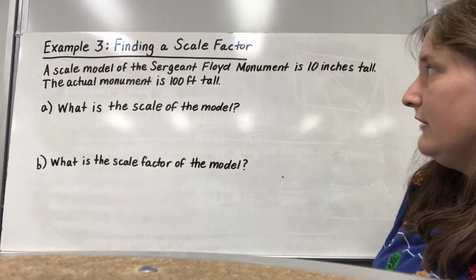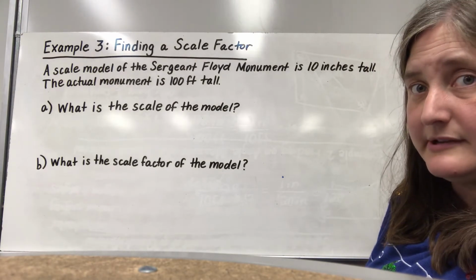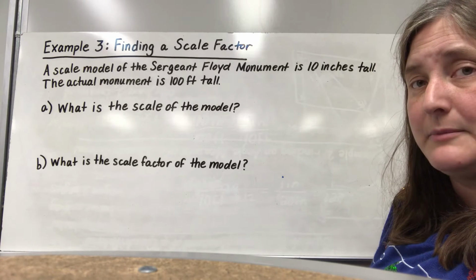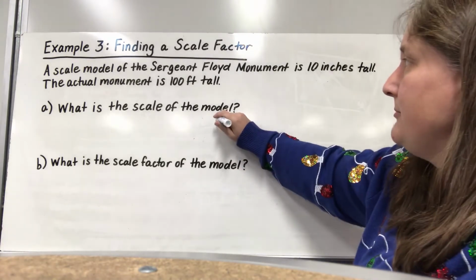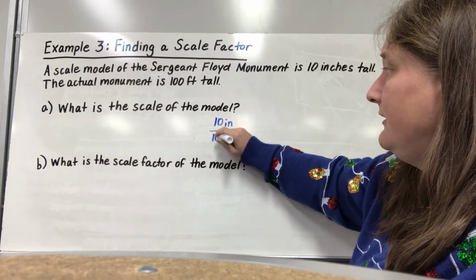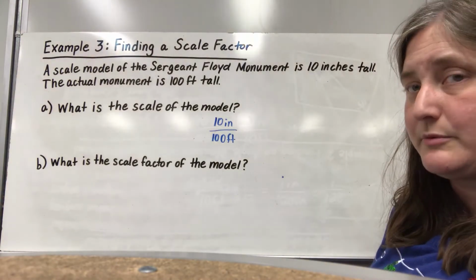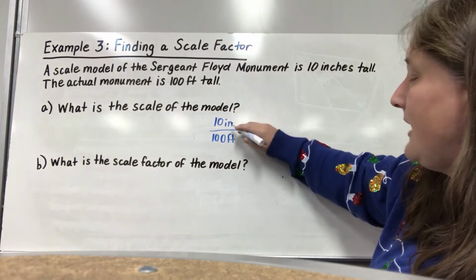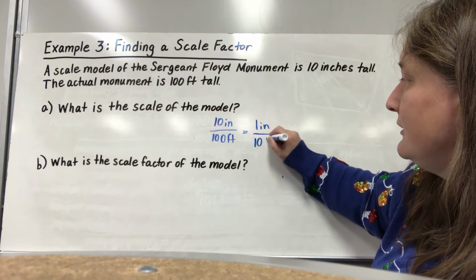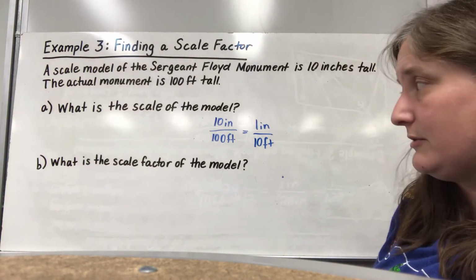A scale model of the Sergeant Floyd Monument is 10 inches tall, while the actual monument is 100 feet tall. And we want to know what is the scale of the model. We know that the model itself is only 10 inches, while in reality it's 100 feet. When we're finding our scale, this could be our scale, except we want to reduce it. So we're going to divide both of these by 10, so we'll have 1 inch over 10 feet. Every 1 inch on the model stands for 10 feet in real life.